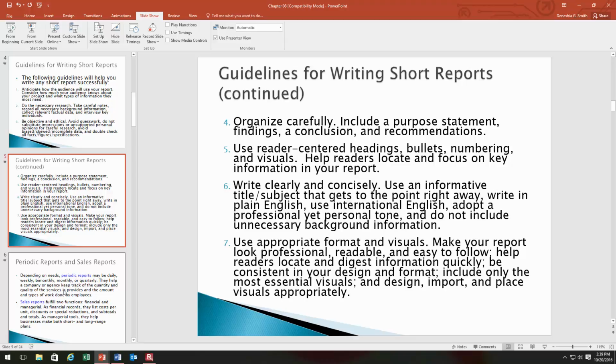Okay, if you select a visual for your short report in the workplace, you want to make sure that it's the right kind of visual that will communicate exactly what it is you need it to communicate.